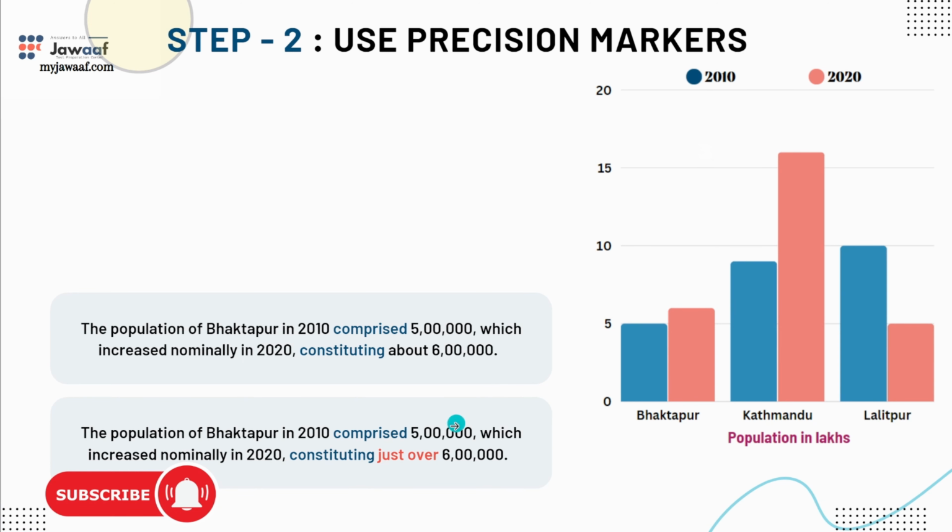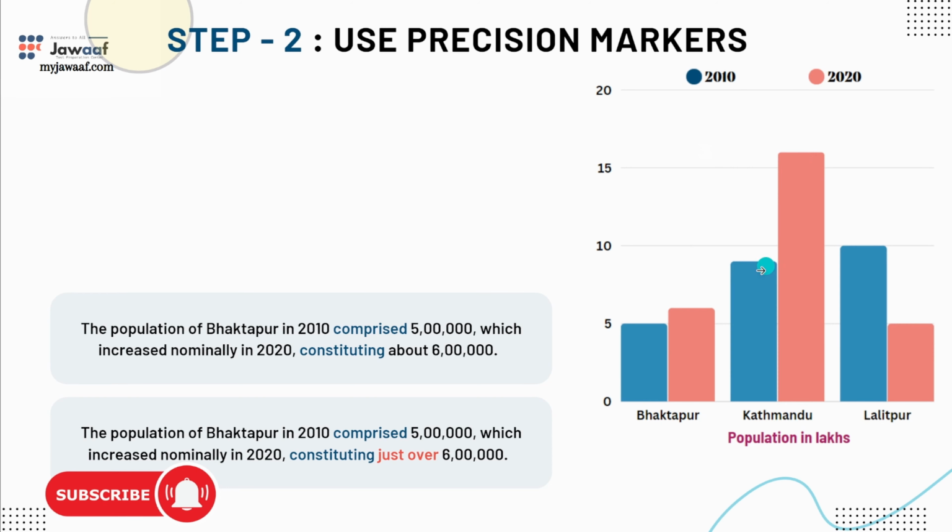5 lakhs. So here I made a mistake. Just over, it's 5 lakhs, not 6 lakhs. I just copied and pasted it here. That's why the mistake happened. So this is just over 5 lakhs. Okay, this is not 6 lakhs. This is just over 5 lakhs. In this case, you can see it is just over 15 lakhs.